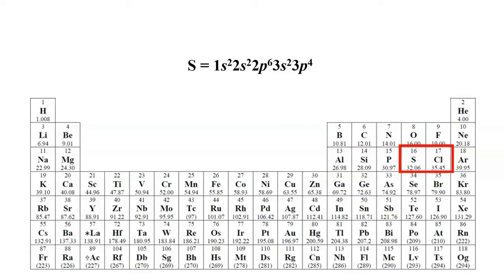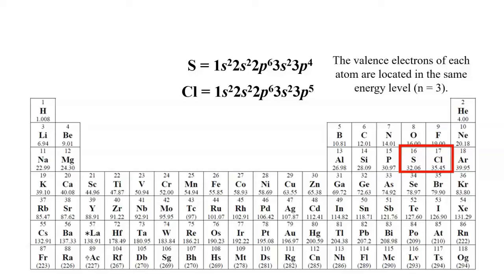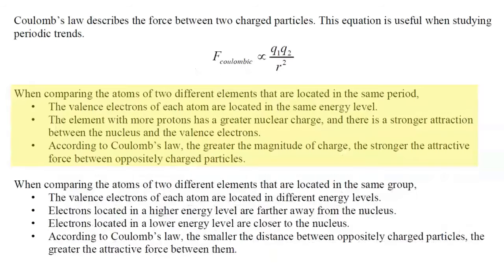So sulfur has 6 valence electrons that are located in energy level 3. Chlorine has 7 valence electrons that are also located in energy level 3. So the valence electrons of each atom are located in the same energy level. The difference between them has to do with the number of protons in the nucleus. That's going to be the important part of our answer. So when comparing the atoms of 2 different elements that are located in the same period, the valence electrons of each atom are located in the same energy level.